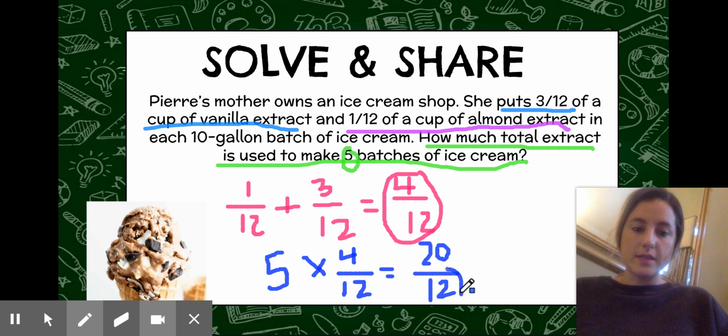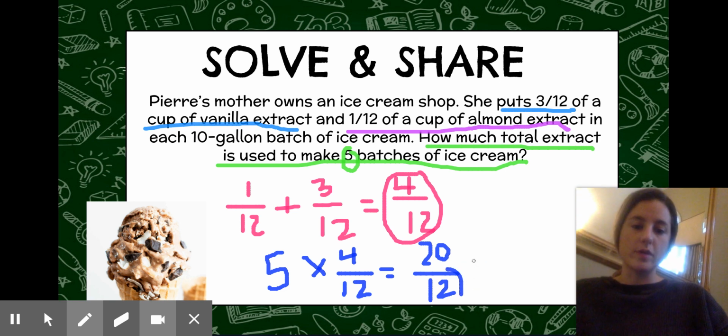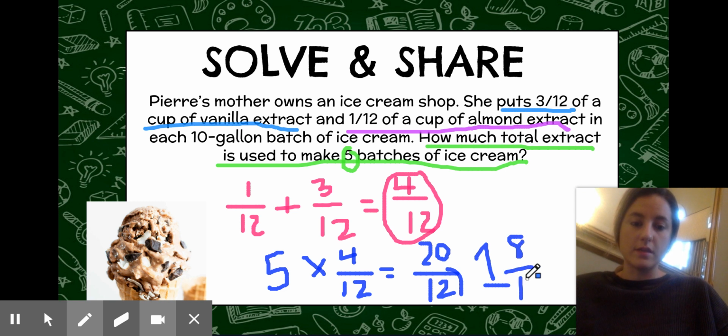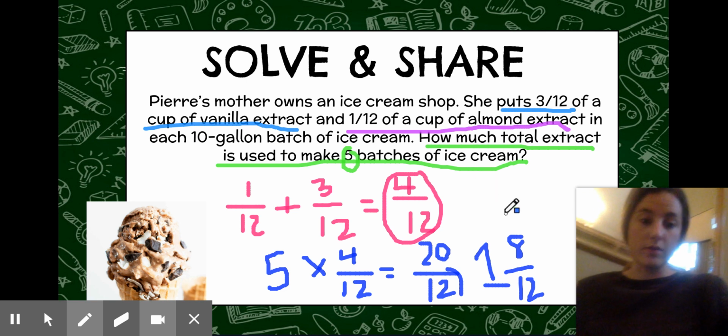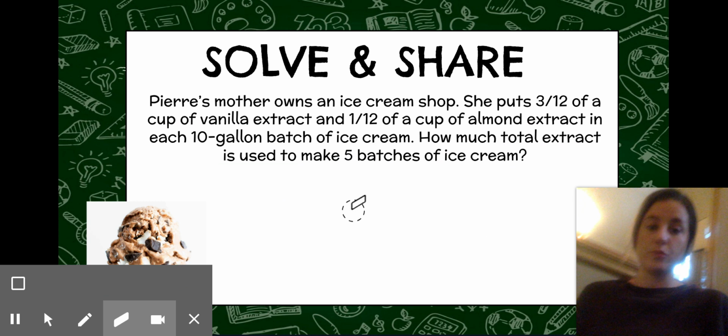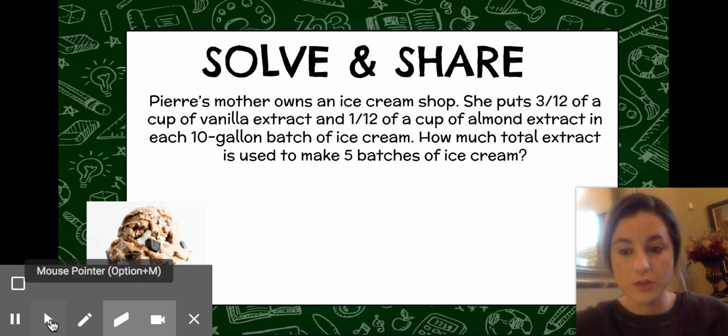So how many times does 12 go into 20? Well, 12 times 1 is 12. 12 times 2 is 24. So we can only go in one time with 8/12 left over. So how much total extract is used to make 5 batches of ice cream? 1 and 8/12 extract is used to make 5 batches of ice cream. So taking it super slow and going one step at a time is key. Let's go to the next problem.